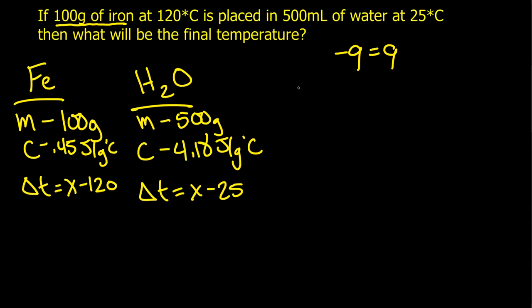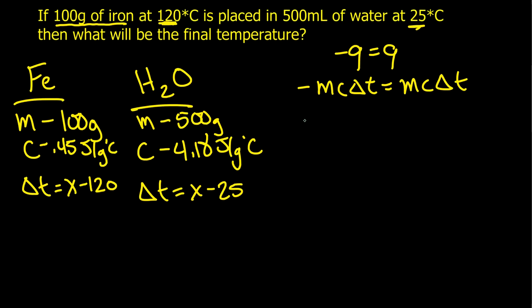And we know that Q is MC delta T in this case. Now one of those Q's is negative. In this case, it's the one that's losing heat energy, so the one that starts the hottest in temperature. So iron starts the hottest because it's 120. Water was 25. So the variables of iron need to be on this negative side, this left MC delta T side.